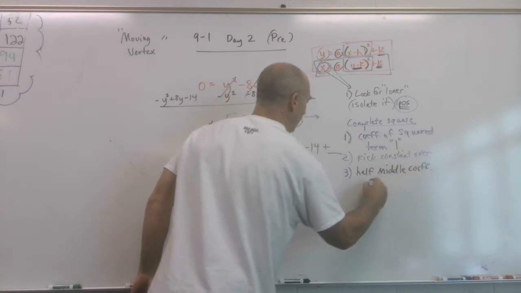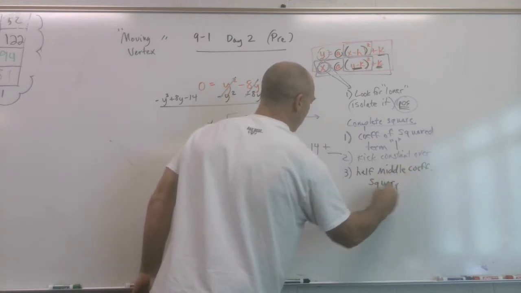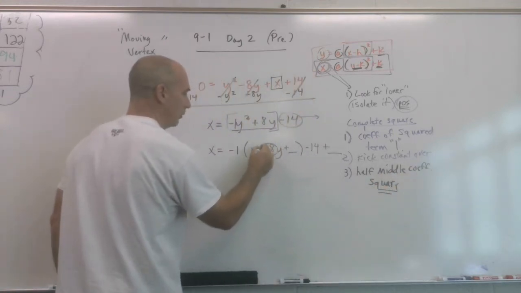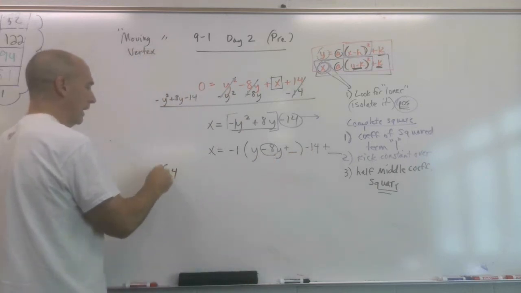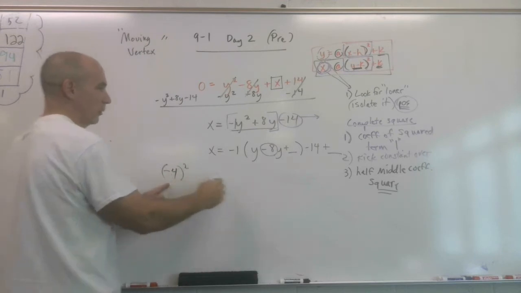Well, now we got to take half of what I call the middle coefficient, and then you got to remember to square it. Well, this is the middle coefficient. Let's follow the rules. Take half of that. That's negative 4. I got to square it. Negative 4 squared is 16.